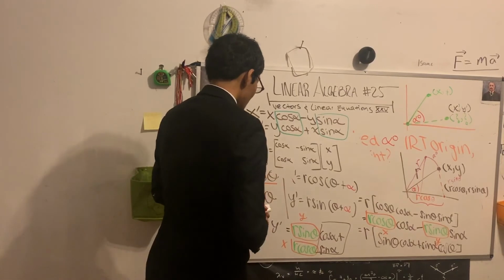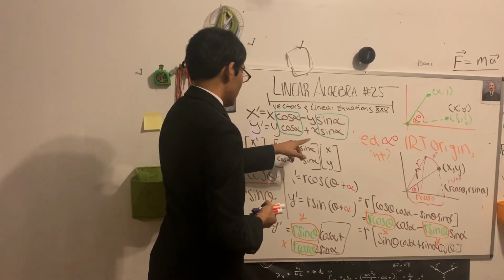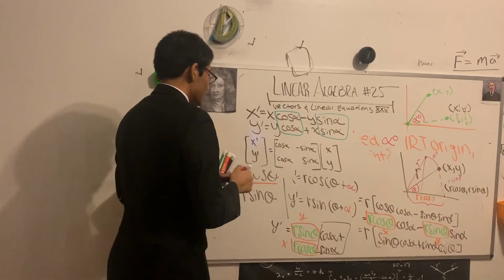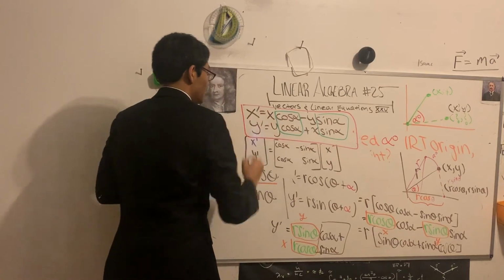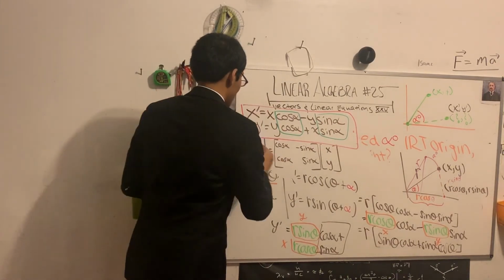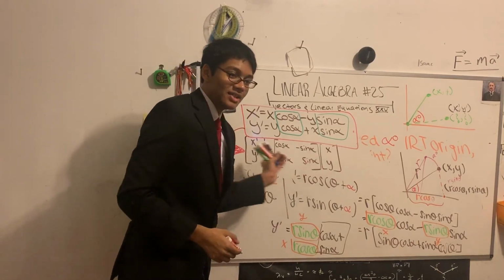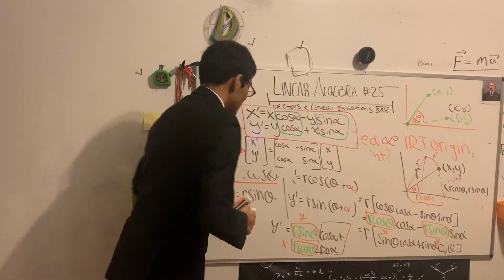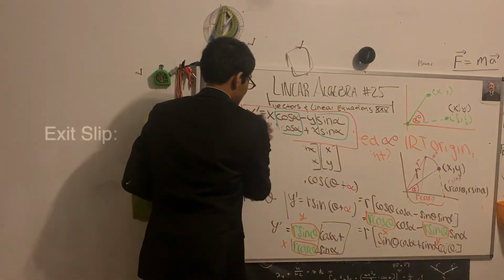So y prime is equal to y cosine alpha plus x sine alpha. Okay, great. So folks, this is one of the many new identities we're going to learn, and we've just proven it using matrix multiplication. So why don't we move on to our exit flip?